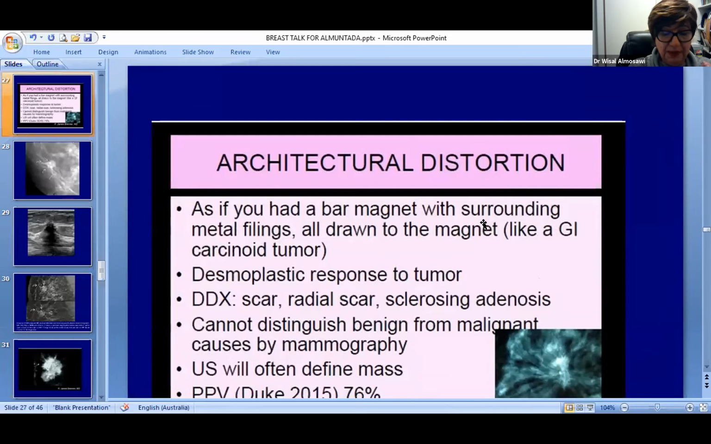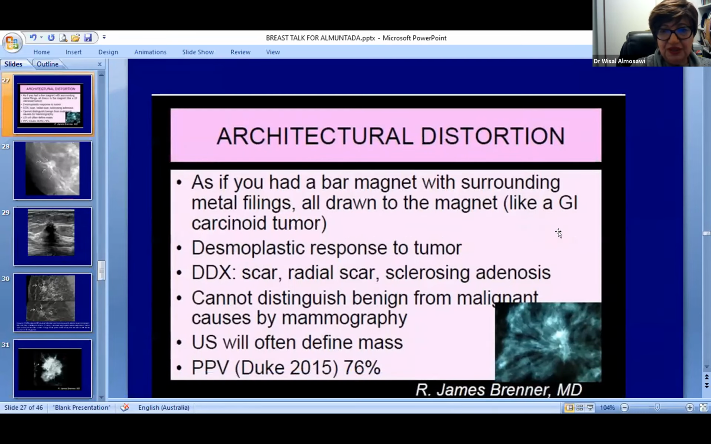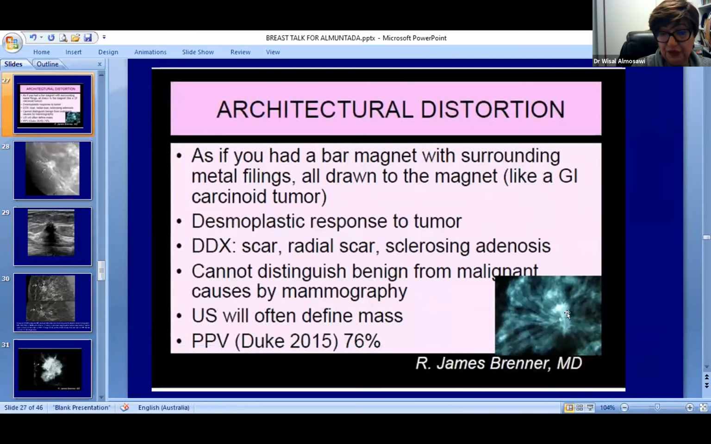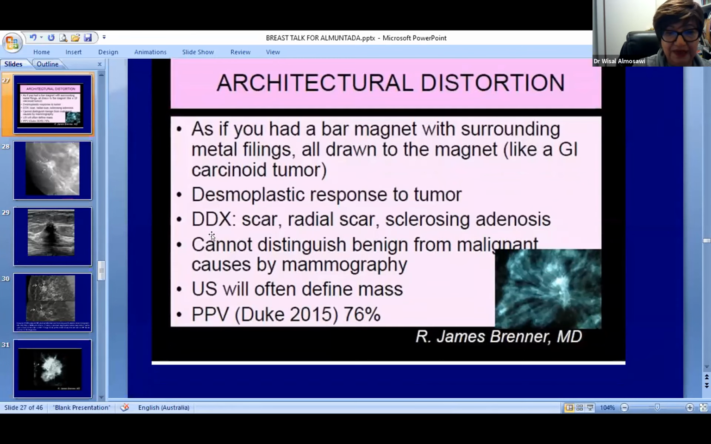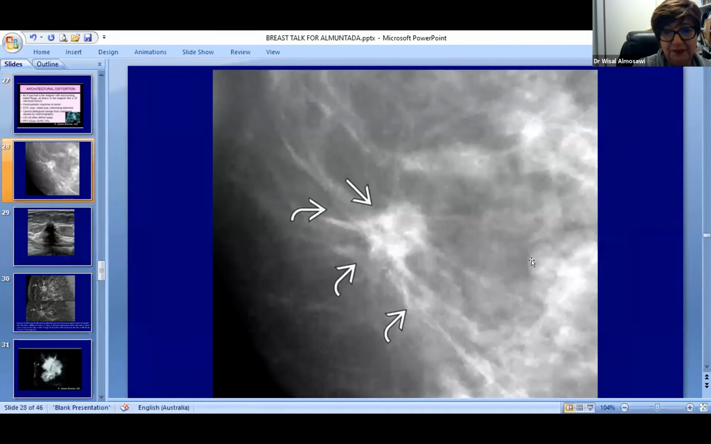So we spoke about circumscribed lesion, non-circumscribed lesion, and the third is architectural distortion, which is another very important one when it looks like a stellate-like lesion. It causes distortion of the architecture of the breast, then you worry about it. But it's a desmoplastic response to a tumor. But it also can be secondary to a scar or a sclerosing adenosis or a radial scar. So we biopsy these as well.